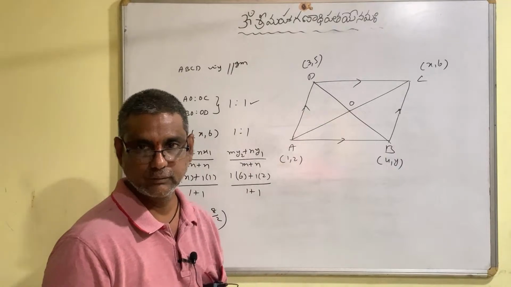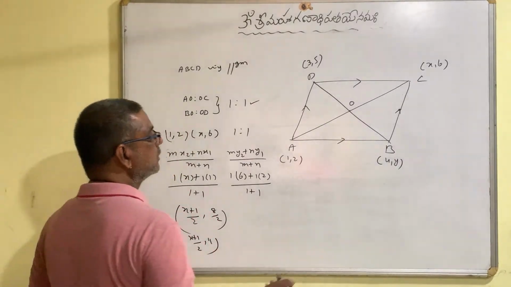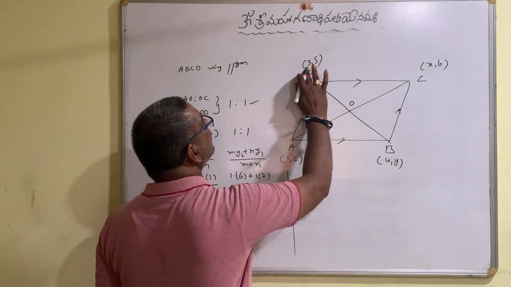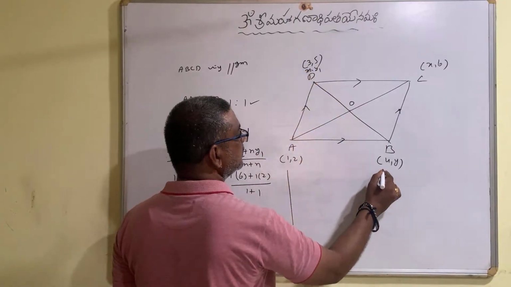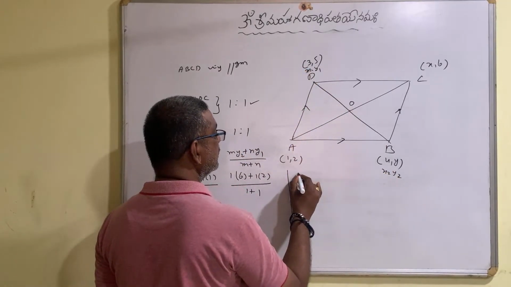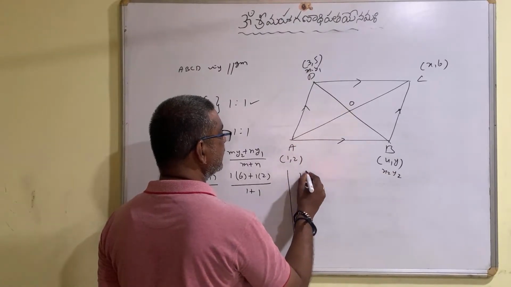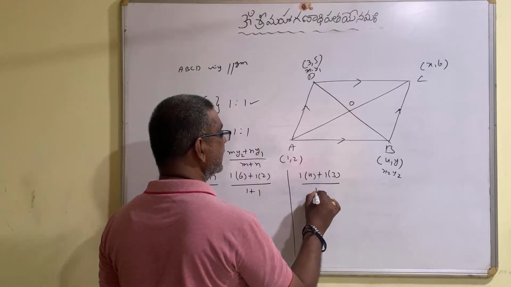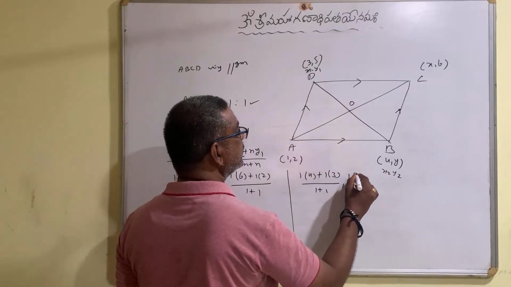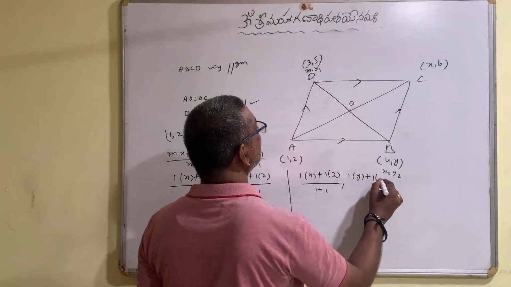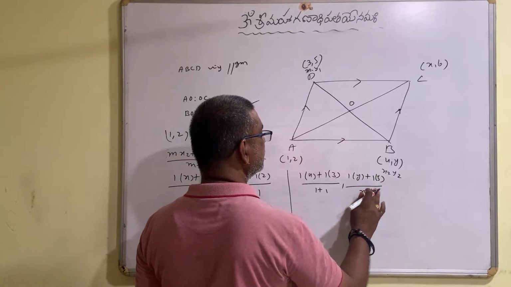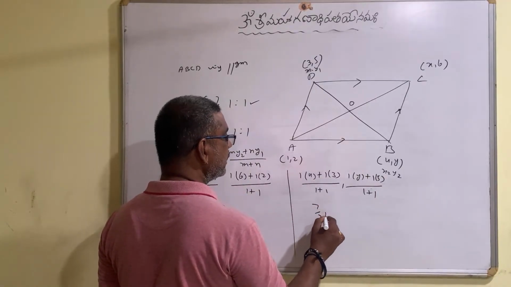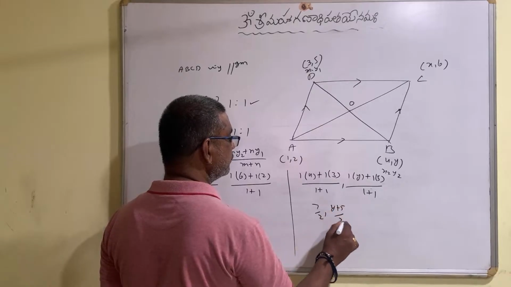Now apply it on BD. Apply the section formula on BD. With (x1, y1) and (x2, y2), the ratio is 1:1, so (m x2 plus n x1) by (m plus n), and (m y2 plus n y1) by (m plus n). So 4 plus 3 is 7, 7 by 2 comma (y plus 5) by 2.